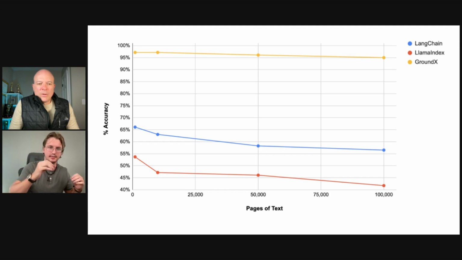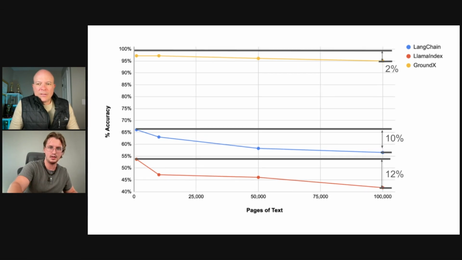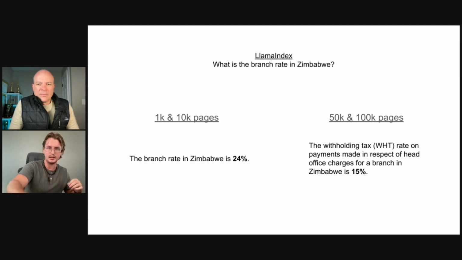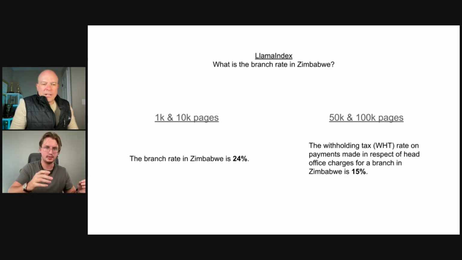Okay, so do we have examples of this, maybe to show of things going south? Yes, we do. Oh yeah, here they are. So we asked a question, what is the branch rate in Belgium? And, when exposed to the partition that had 1,000 pages and 10,000 pages, Llama Index. This was Llama Index and Pinecone together. This was just Llama Index using its own vector database.